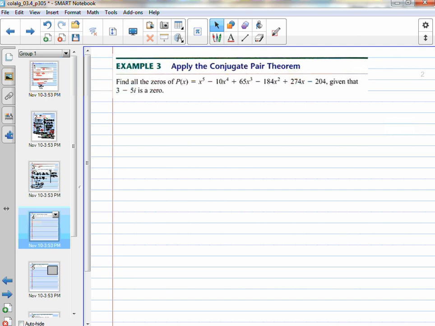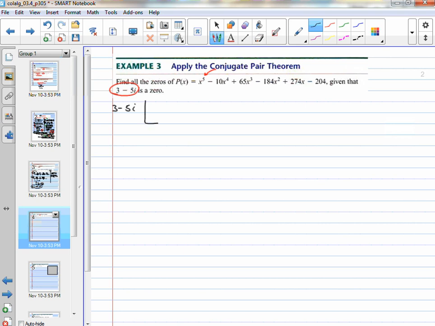Apply the conjugate pair theorem. We just applied it a little bit ago. Again, they say find all zeros of this polynomial given that this is one of the zeros. Now the real exciting part is, what degree is this? We've moved up from 4th degree. We're up to 5th degree. Now we know how to do this. 3 minus 5i, and we do this very carefully because we don't want to mess up early on.